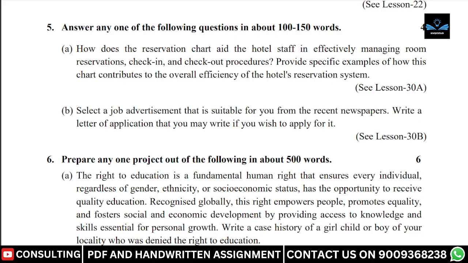The question number 5a is here. How does the reservation chart aid the hotel staff in effectively managing room reservations, check-in and check-out procedures? Provide specific examples of how this chart contributes to the overall efficiency of this hotel reservation system. So this question is taken from the lesson 30A.